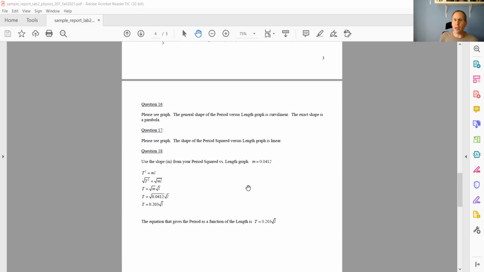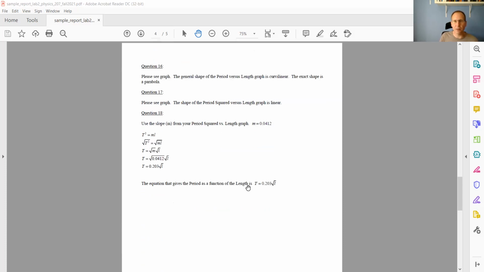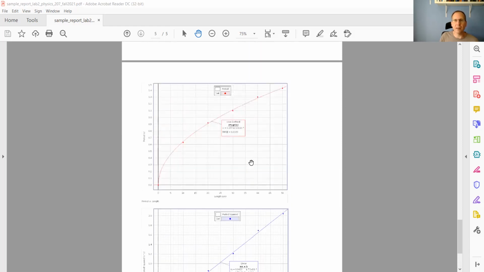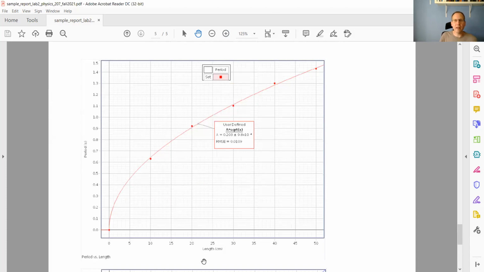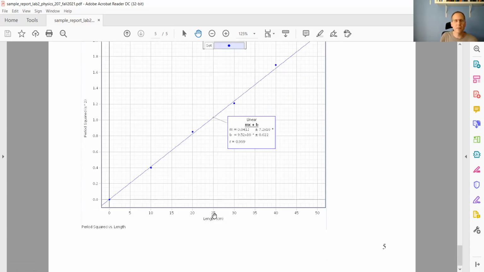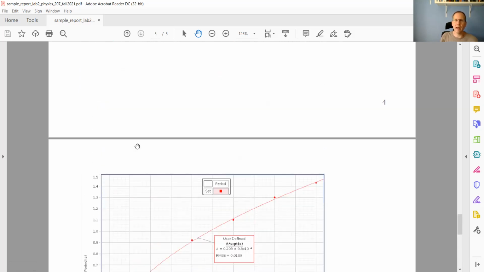And then you want to make sure that you staple or attach your graphs to the lab report. Let me zoom in a little bit here. This is the period versus length. Yours should look very similar to this. Make sure you have a title, period versus length, y versus x. This one should be the square root function. And then the period squared versus length should look linear. And when you do linear fit, this is the slope value I use to plug in for question 18, 0.0412. But they should look very similar to that.